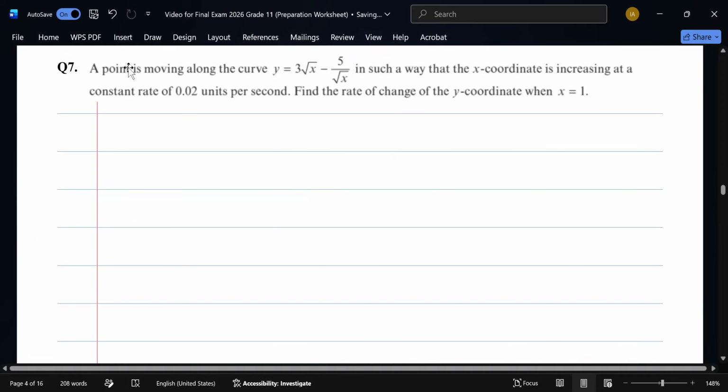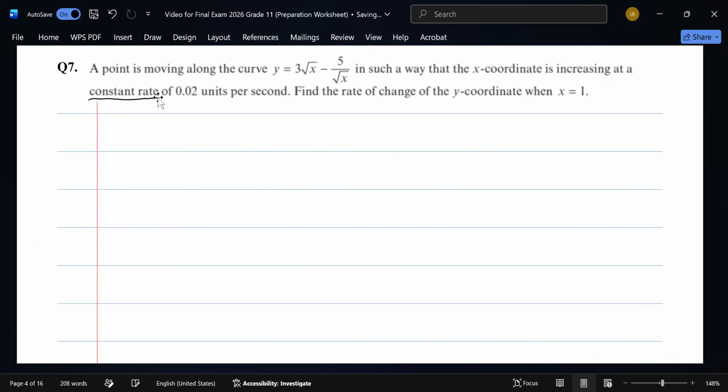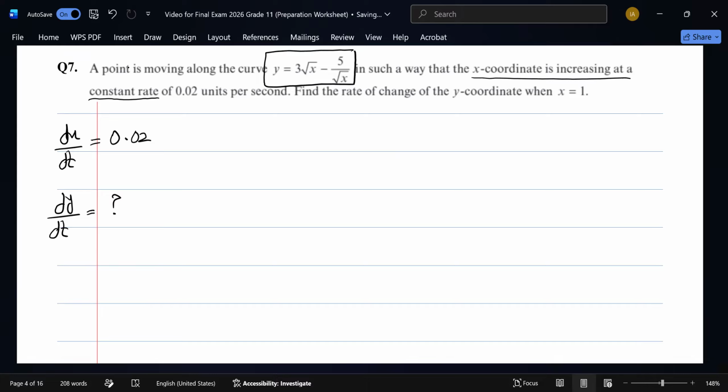Can you see this? The x-coordinate increasing at a constant rate means, yes, the chain rule. Very good. So dx over dt is going to be 0.02. It's given. dy over dt, the rate of change of y, they ask you to calculate. And in this case, I repeat the words, as you can see in this equation, no time, no variable t. That's why we use the chain rule.